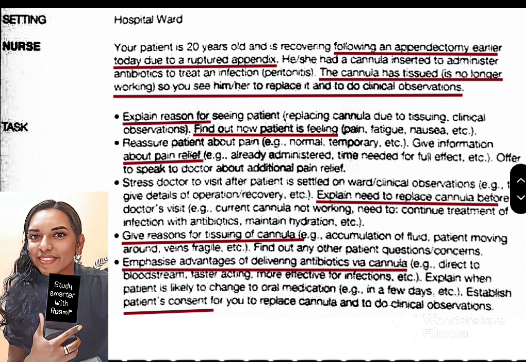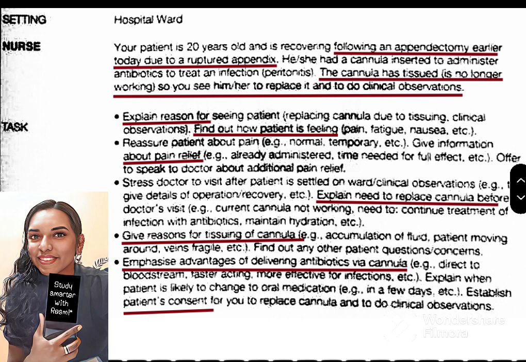Are you getting my point, Mr. John? So like that, you can give all the information together. The patient's answer will be, yes, sister, I can understand. Then you can ask, do you have any more doubts or any concern? The question will be, could you please explain to me why this cannula got tissued?